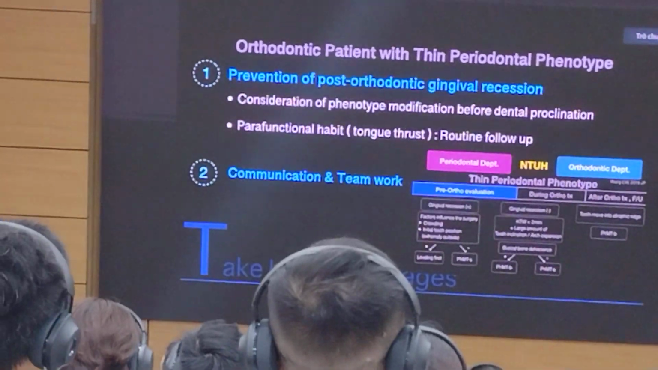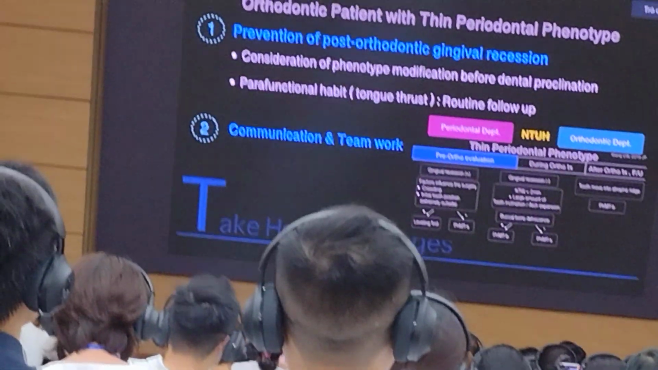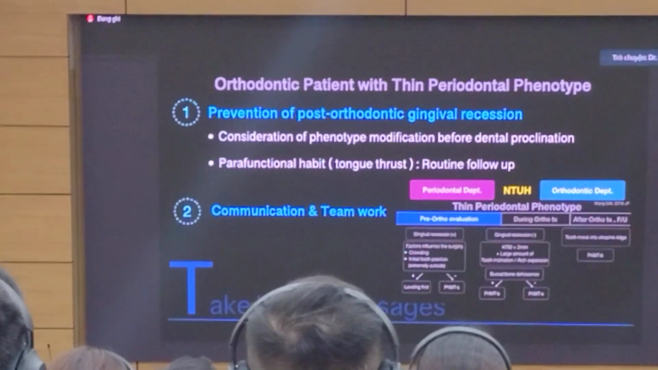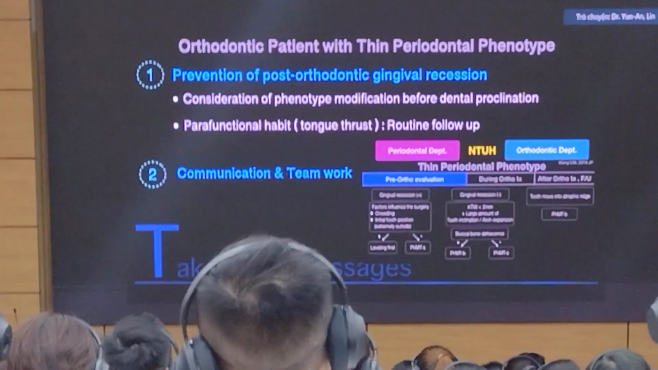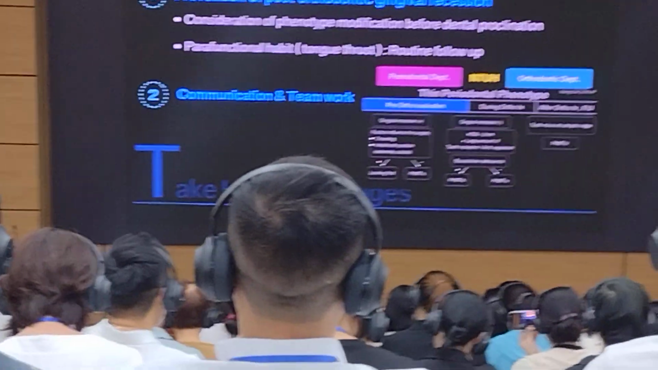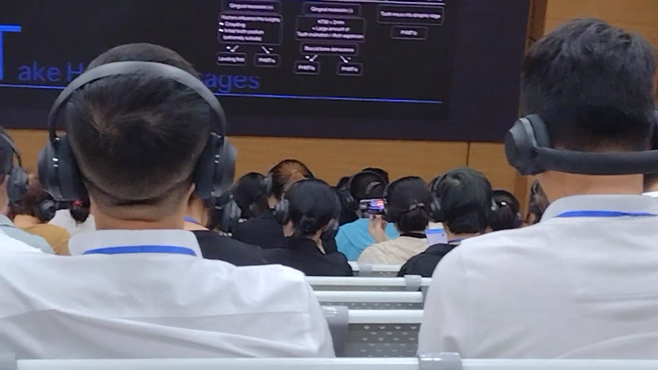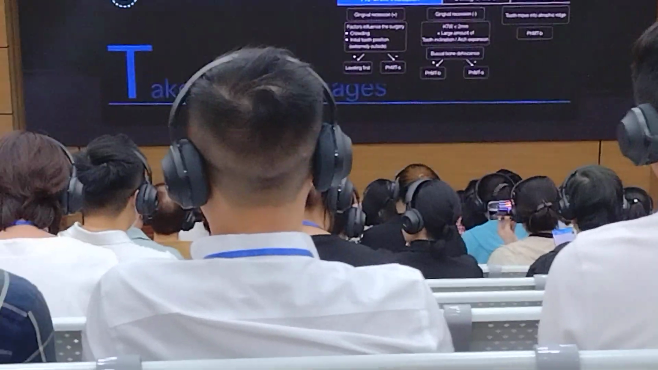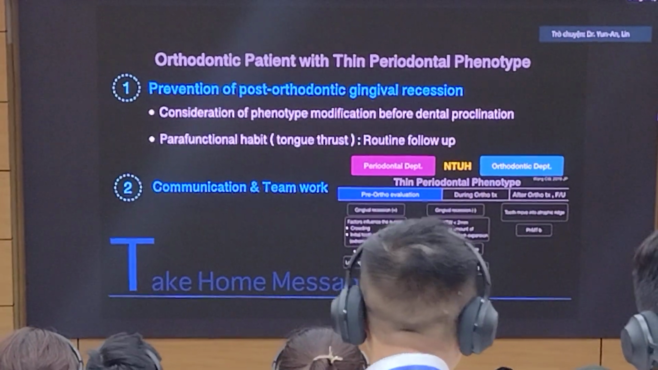In conclusion, when facing an orthodontic patient with a thin periodontal phenotype, we have to take some consideration of phenotype modification, especially before dental contraction, to reduce the risk of gingival recession. And if the patient has some parafunctional habits, such as tongue thrust, a routine follow-up must be scheduled to monitor the alignment and soft-tissue condition.